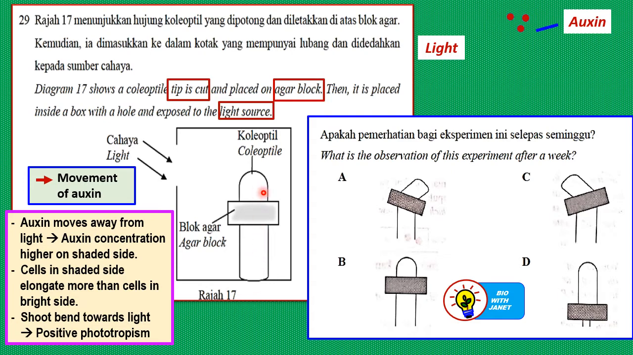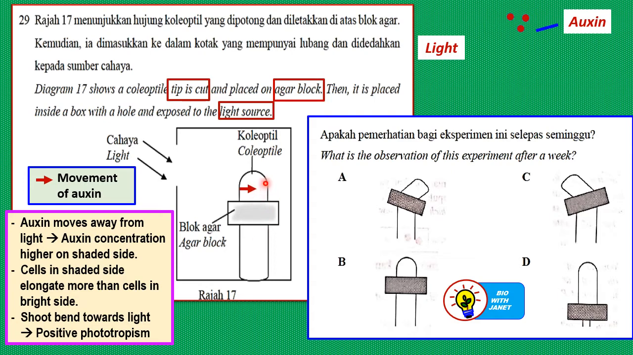So the coleoptile tip functions to produce the hormone auxin, and then the hormone auxin has to diffuse downwards to stimulate elongation of cells in the zone of cell elongation here, right? And the other thing we need to know is that auxin moves away from light. Okay, so let's trace the movement of the auxin. Now, since the light is coming from the left side here into the box, the auxin will move away from light this way to the right side, to the shaded side here.